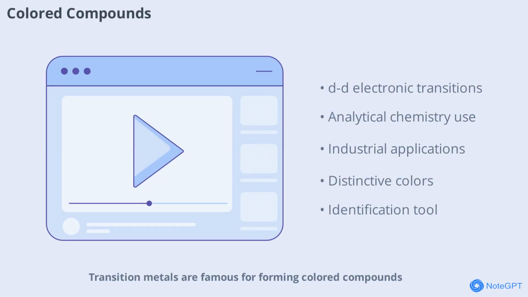Transition metals are famous for forming colored compounds. This is due to the d-d electronic transitions that occur when light interacts with their d orbitals. These colors are not just beautiful, they're also useful in analytical chemistry and industrial processes. For instance, the deep blue of copper sulfate and the vivid green of nickel compounds are classic examples. These colors help scientists identify and analyze different elements and their compounds.